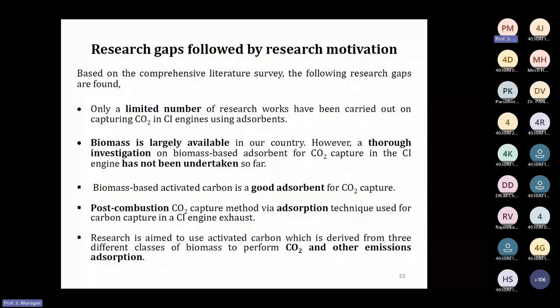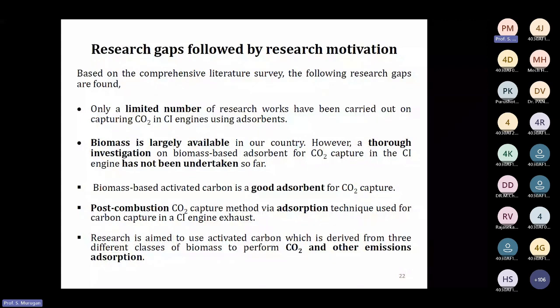research gaps. Of course, everyone is working on membrane separation. A large number of people are working on membrane separation because it's commonly available. But if you see adsorption and cryogenic, fewer people are working. Even in that, only a limited number of research works were carried out in capturing CO2 in diesel generators or diesel engines using adsorbents. So that is one of the key points why I insist that you can carry out research in this direction.